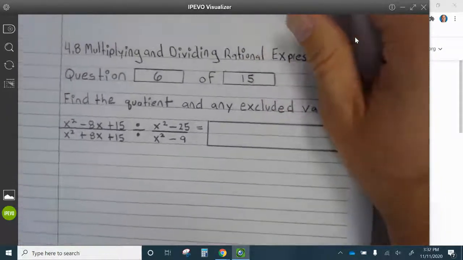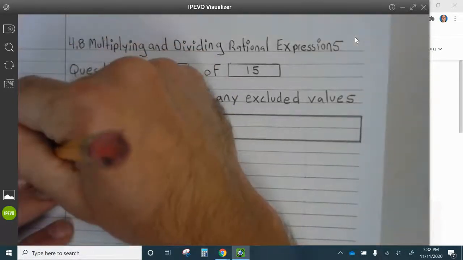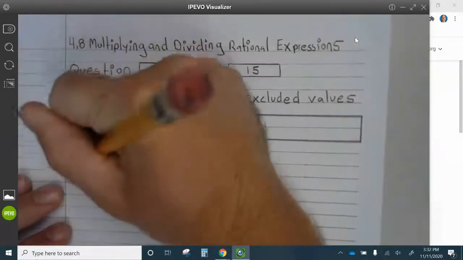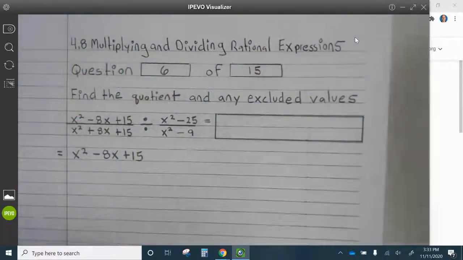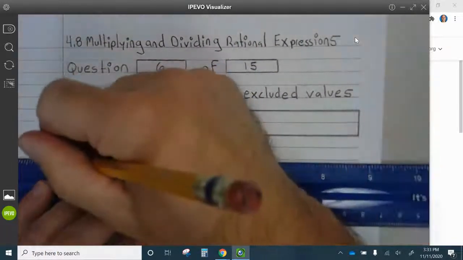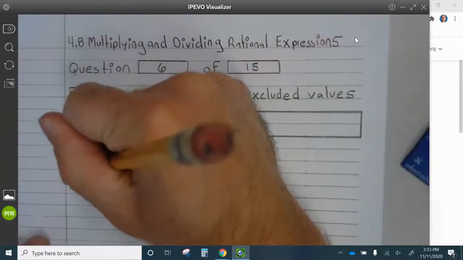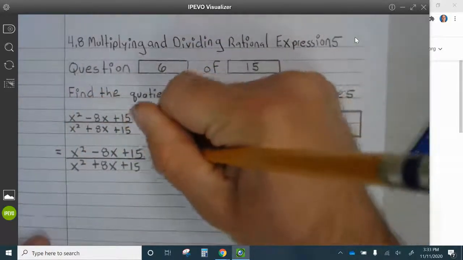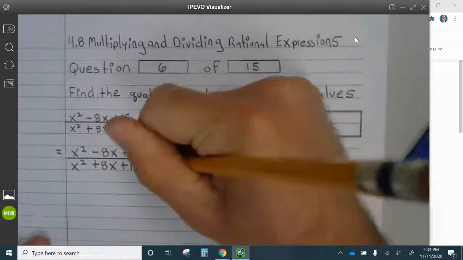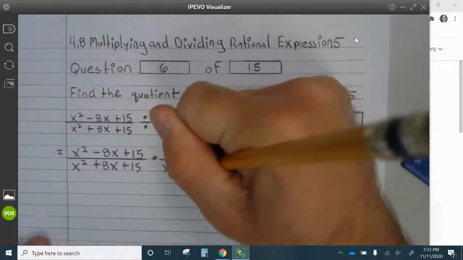All right, question 6 of 15. Okay, find the quotient and any excluded values. So when we divide, we have to multiply by the reciprocal. So that's x squared minus 8x plus 15 divided by x squared plus 8x plus 15 times x squared minus 9 divided by x squared minus 25.